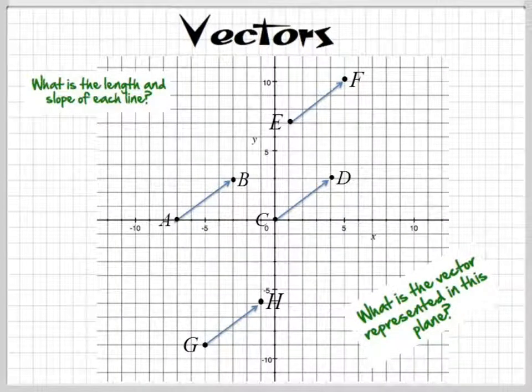Now what I want you guys to do here is I want you to just pick one of these vectors, and I want you to find that vector. Write it in the rectangular form, and then have your neighbor next to you find a different one and compare.